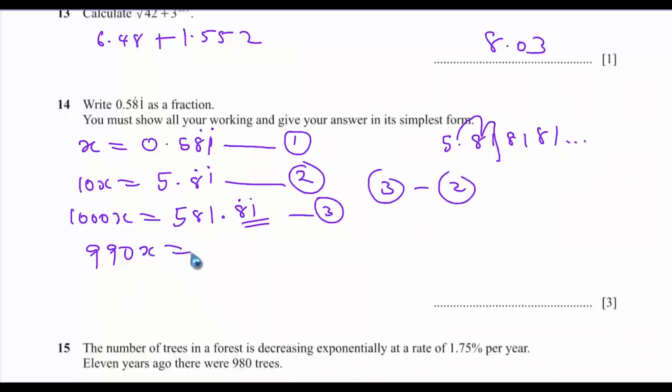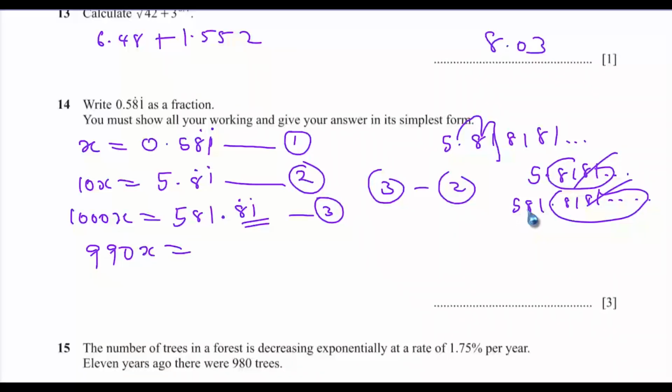Then equals to, if you do this, that means 581 subtract 5, and the recurring decimal part will cancel out. Okay, because in equation 2 we have 5.8181 and so on and so forth. In equation 3 we have 581.8181 and so on and so forth. You see, from this decimal point and from this decimal point, they will cancel out. So that means we are only left with 581 and 5. So 581 subtract 5, that will give us 576.